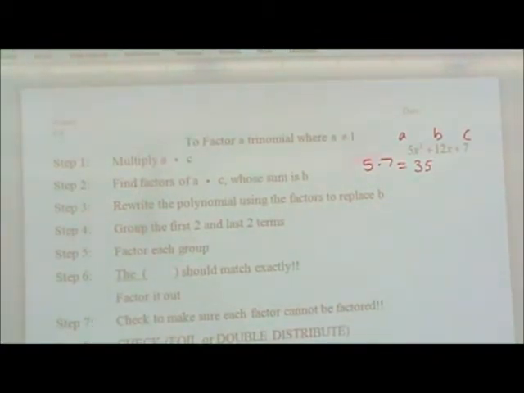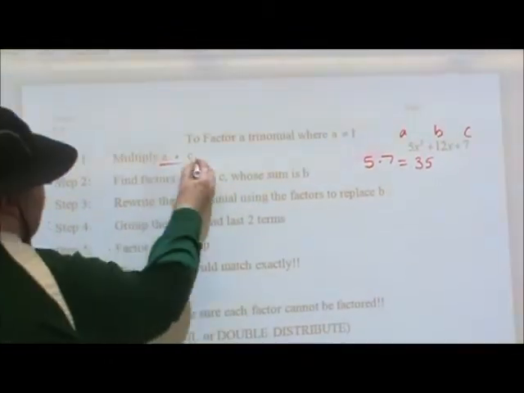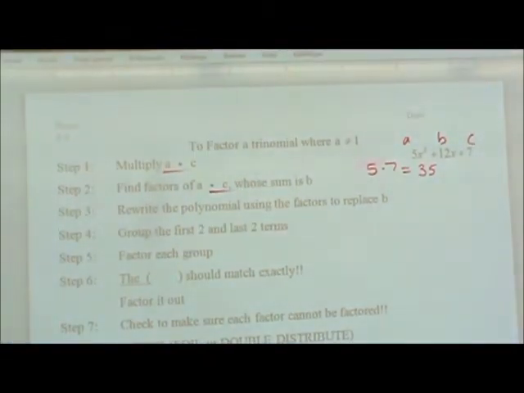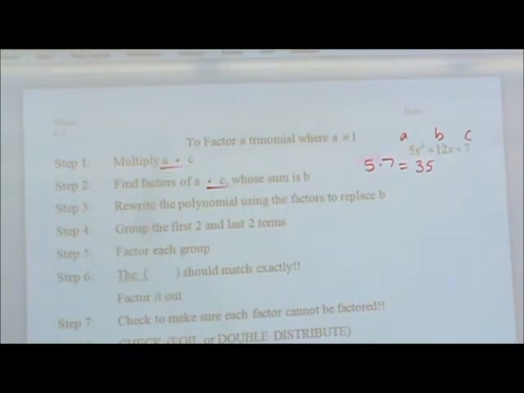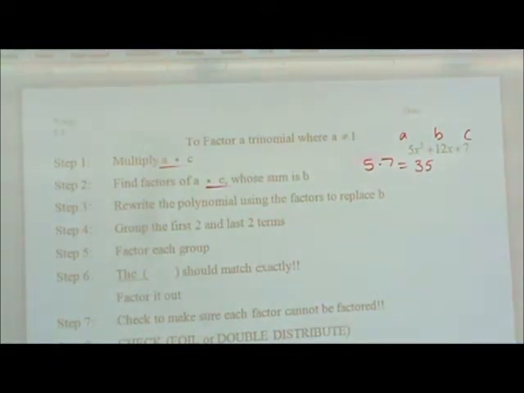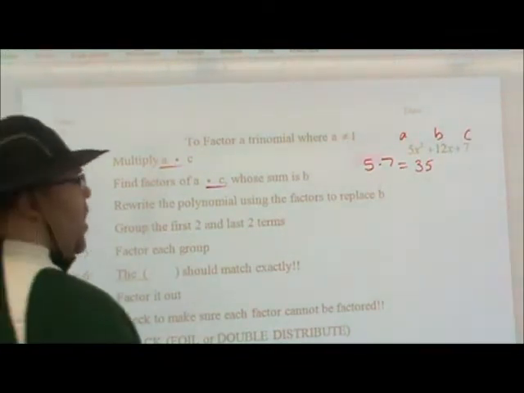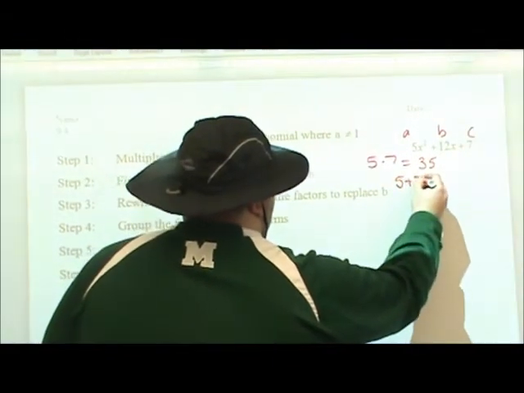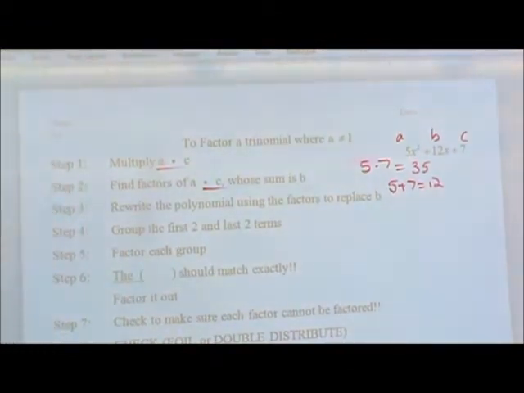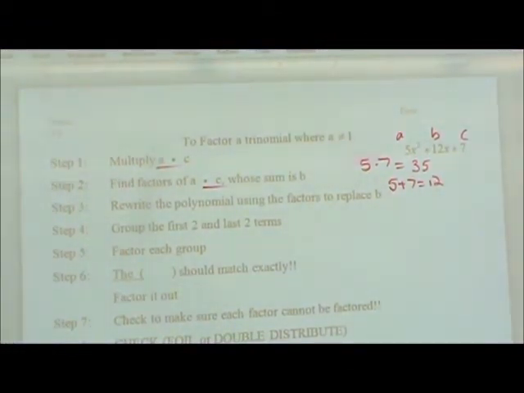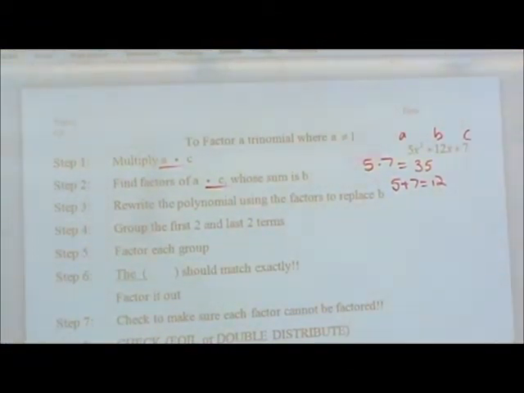Now, we want to find the factors of that number, the A times C, whose sum is B. So we're looking right now for two numbers that multiply to 35, but add to 12. They add to the B value. Well, this time it's going to end up being that the numbers are 5 and 7 because they add up to equal 12.